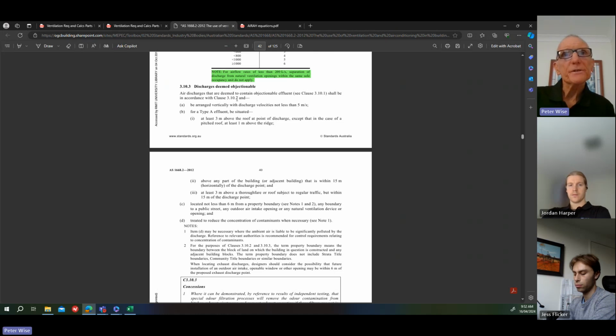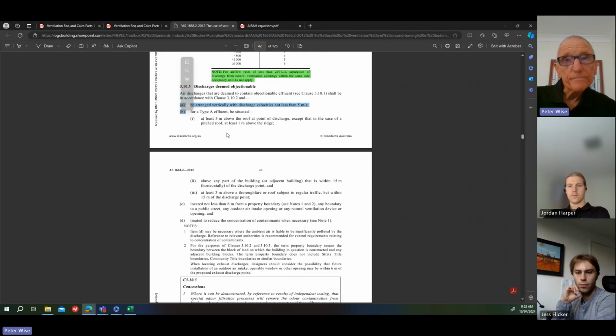So air discharges that are deemed to contain objectionable effluent shall be in accordance with clause 310(2), which was the previous one. Now, in this case, they must be arranged vertically with discharge velocities not less than 5 metres per second. So for non-objectionable, they don't have to be a vertical discharge. They can be a horizontal discharge. So for a car park exhaust, you can discharge out into the street with a horizontal discharge. But if it's deemed to be noxious, it used to be called noxious, it's now called objectionable.